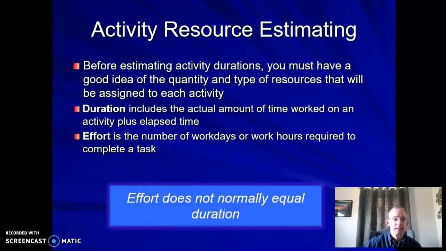Now you get into estimating. Before estimating can occur, you want to have a good idea of the quantity and the type of resources that are going to be at your disposal that you can assign. As you assign those resources to each one of these, you're going to have a duration, which is basically the amount of time worked on the activity plus any elapsed time related to it, and then effort. And they're two different things. So if you have two people working a task for 40 hours, it's an 80-hour task, okay? But the duration may only be 40 hours. So in terms of the work and cost, you'll have a different effort than you have duration.